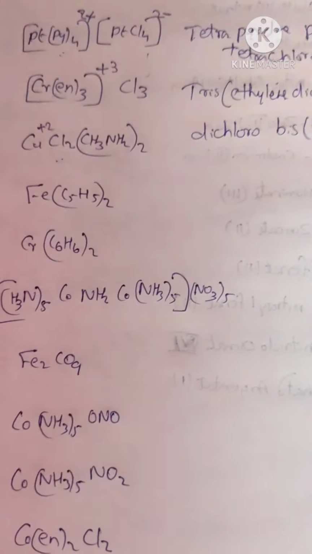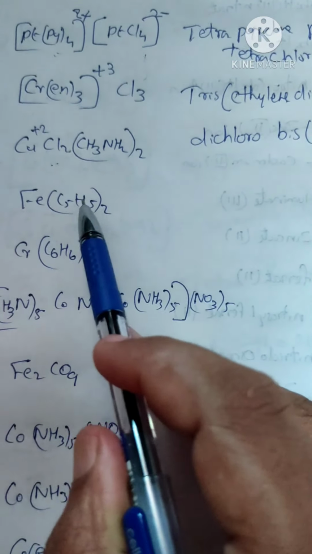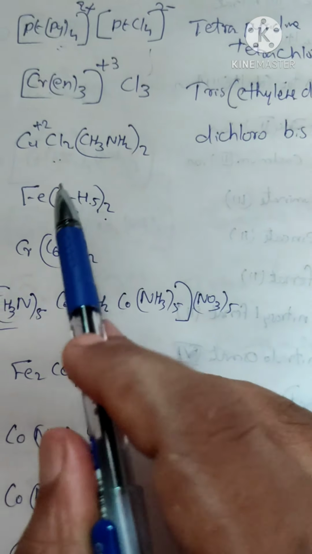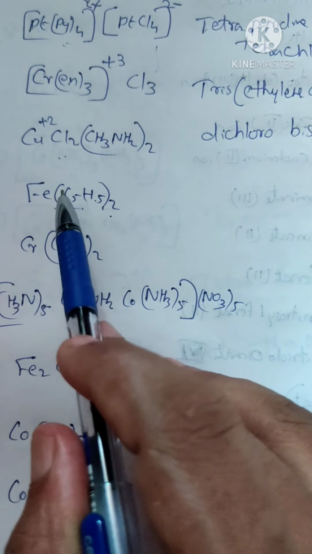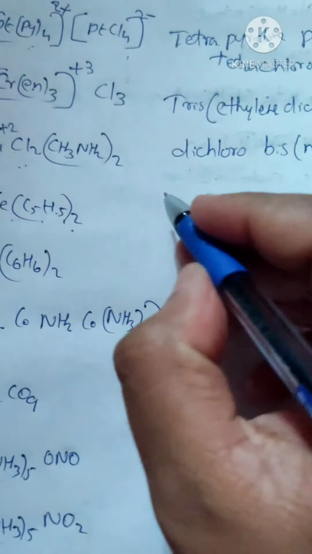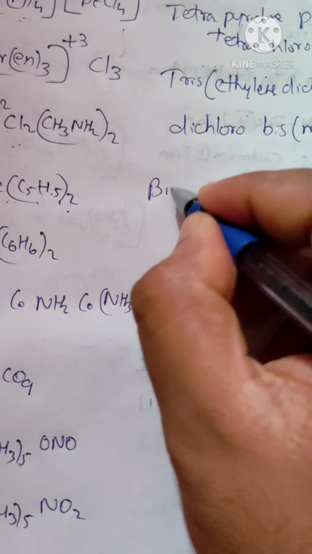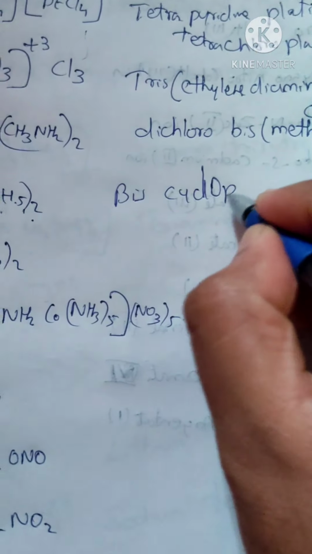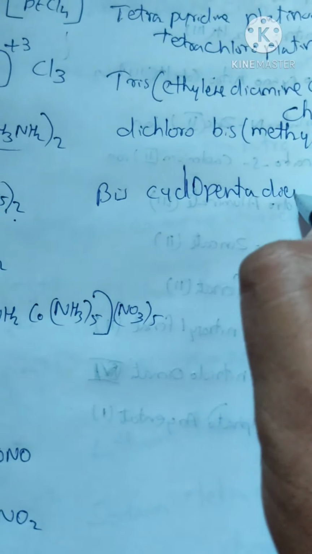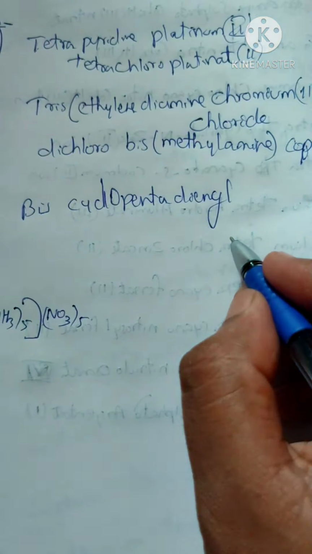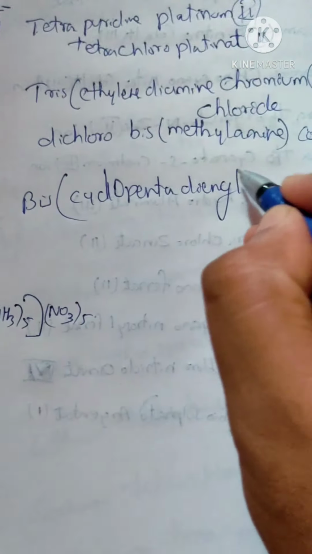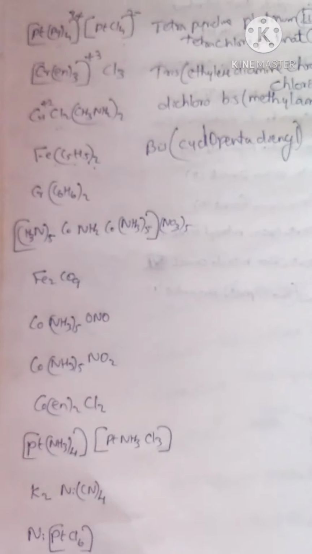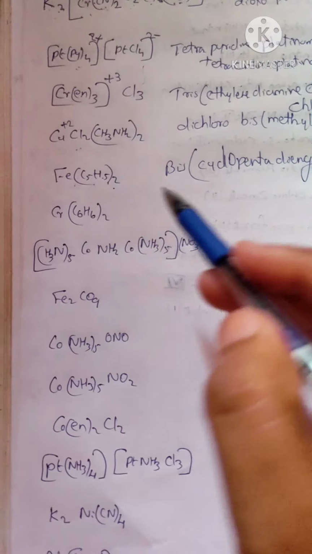Okay, next, this is cyclopentadienyl. Cyclopentadienyl 2 times is there. So again we have to use this cyclopentadienyl iron. Okay, this is +2 oxidation state. We can say iron. So this will be +2 oxidation state. So we have to write bis cyclopentadienyl iron 2. Okay, next is chromium based ligand.